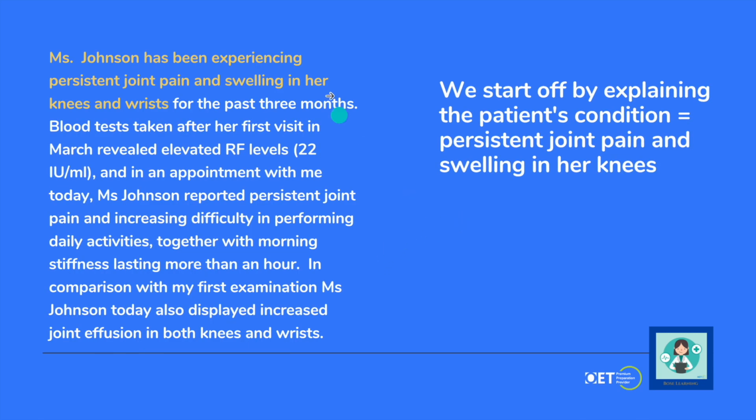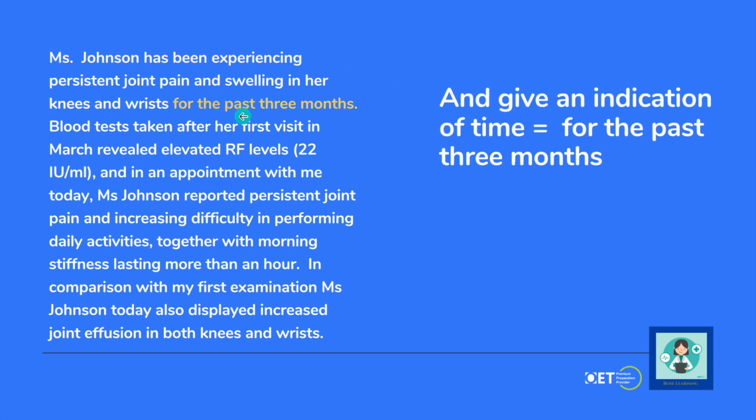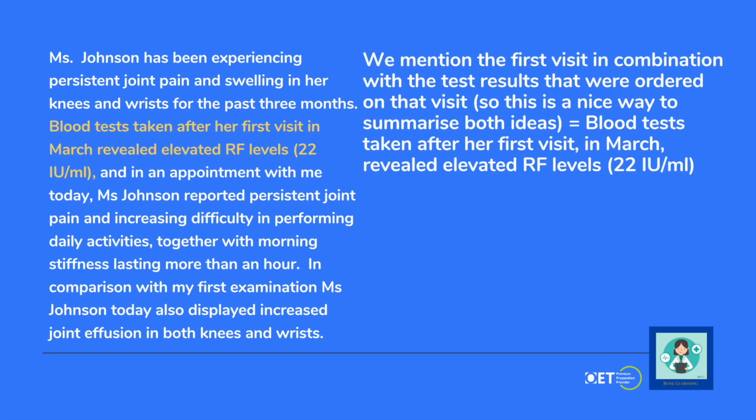So we start off this first body paragraph by introducing the patient's condition. We of course introduce the patient in our opening, don't forget to do that, but this is a deeper introduction of the condition. Mrs. Johnson has been experiencing persistent joint pain and swelling in her knees and wrists, and we give an indication of time: for the past 3 months. We then mention the first visit in combination with the test results, so it's a really nice way to summarise both ideas. Blood tests taken after her first visit in March revealed elevated RF levels, and I give the evidence.